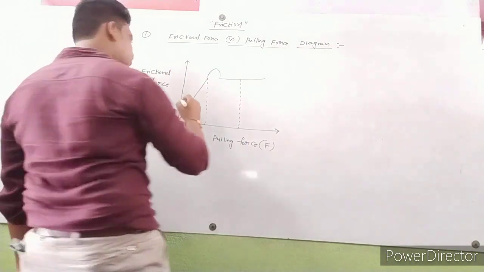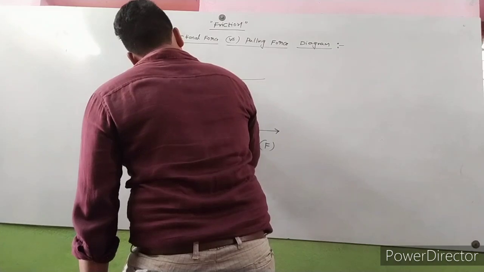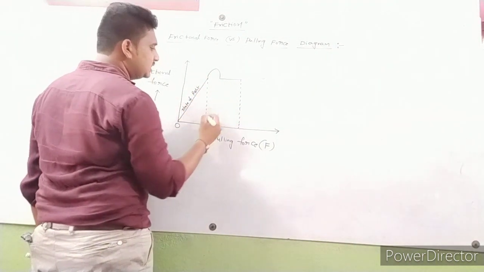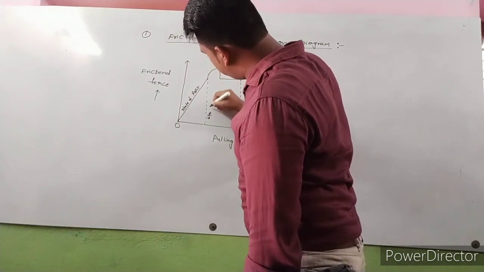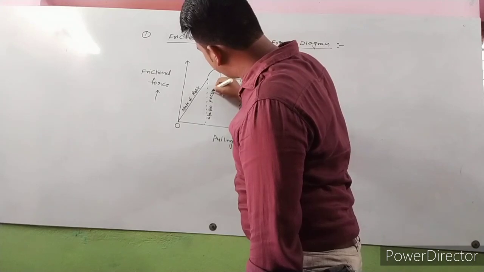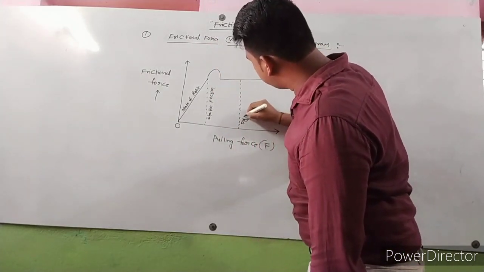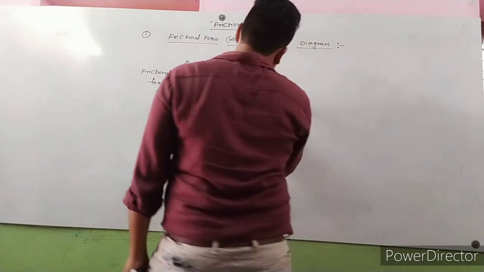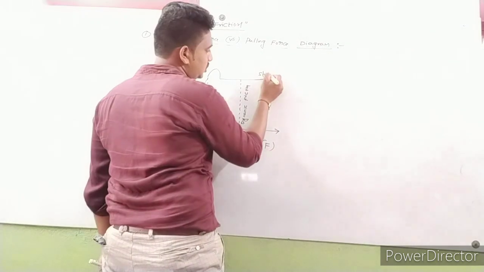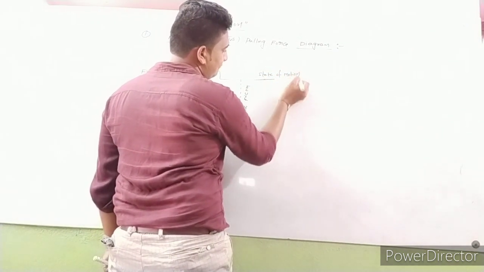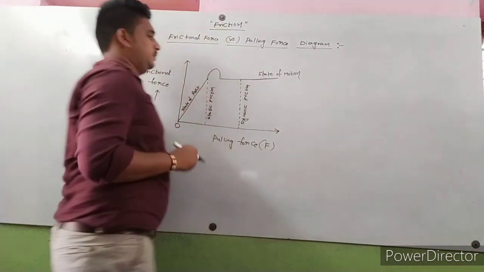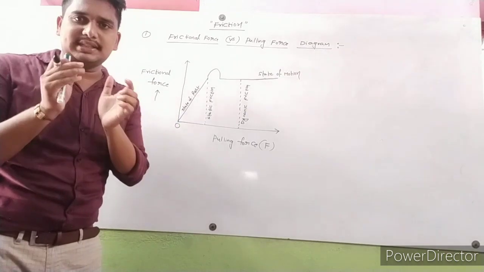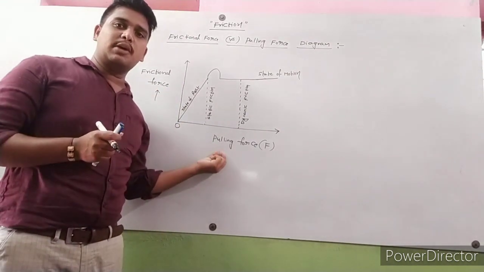to this point, we take it as the state of rest. This line is called static friction. Here, this is dynamic friction. This is the state of motion. So this is the state of rest, this is static friction, this is dynamic friction, and this is the state of motion. This is about the frictional force versus pulling force diagram.